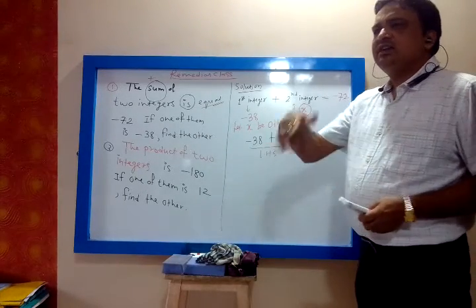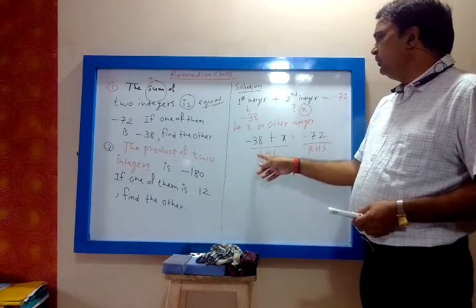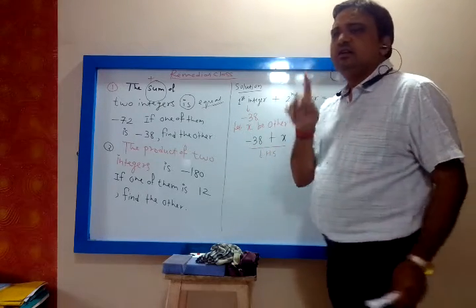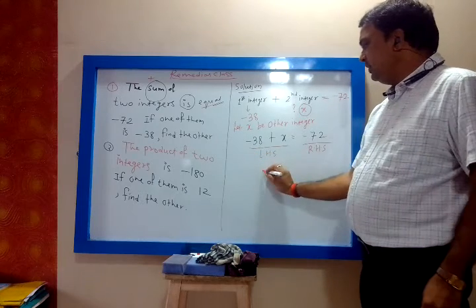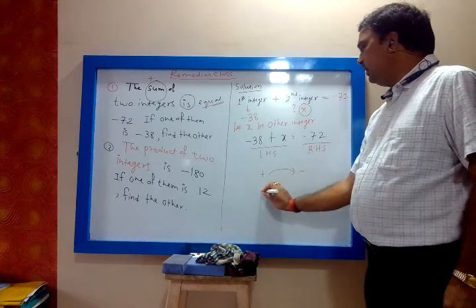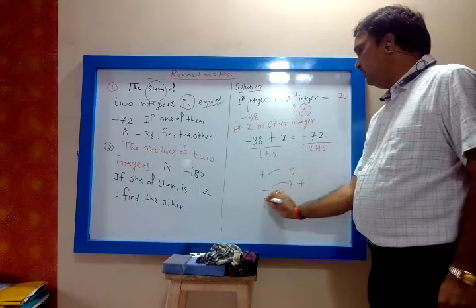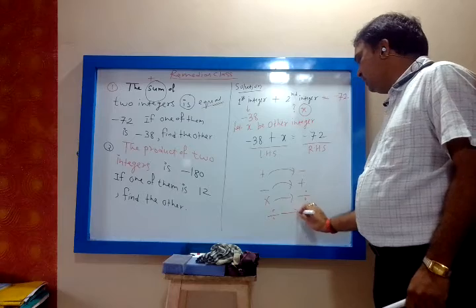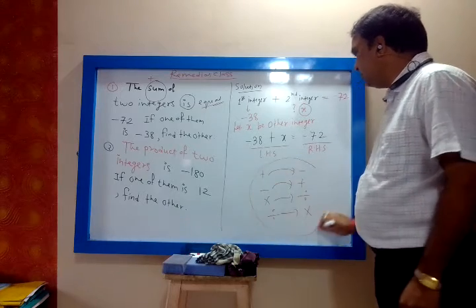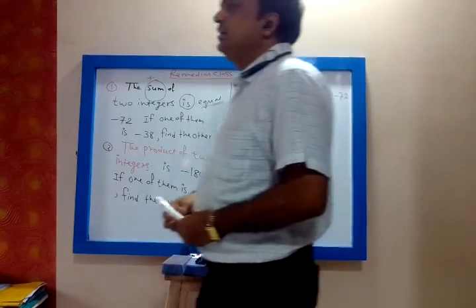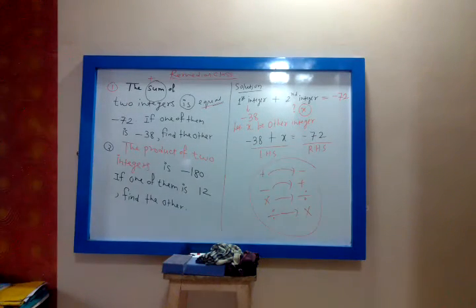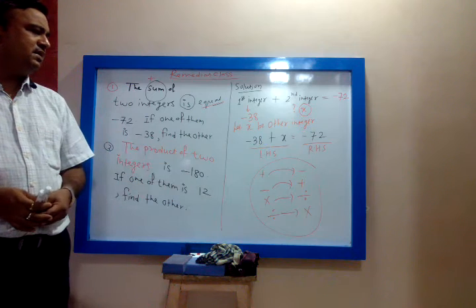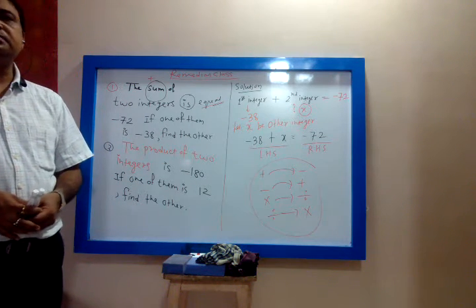And whenever we change the side of any number, whenever we move from left hand side to right hand side or right hand side to left hand side, the sign changes. Plus becomes minus, minus becomes plus, multiplication becomes division, and division becomes multiplication. Remember this, my dear.